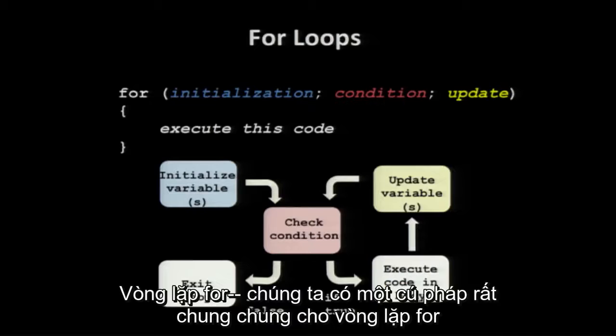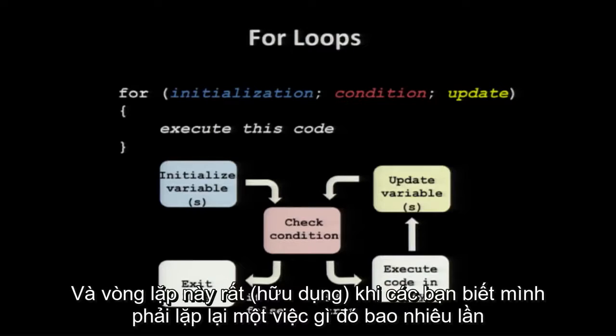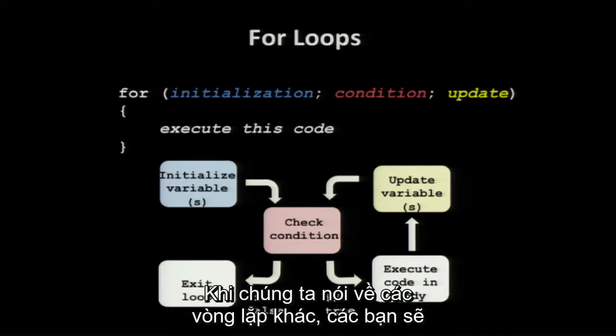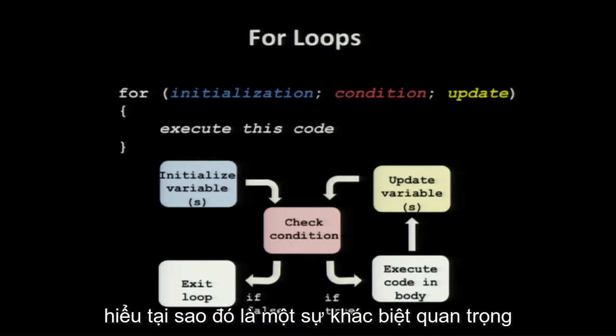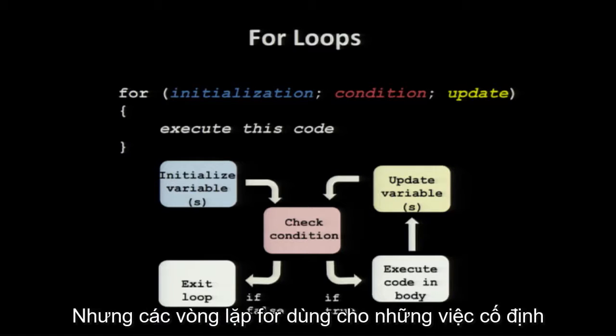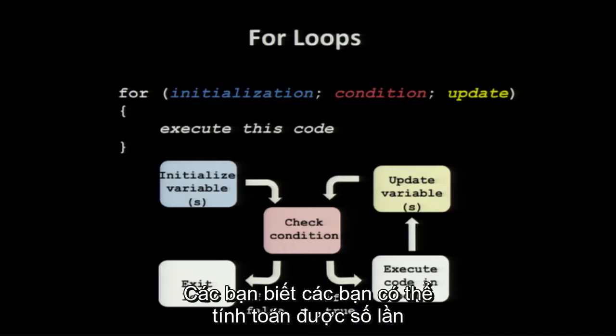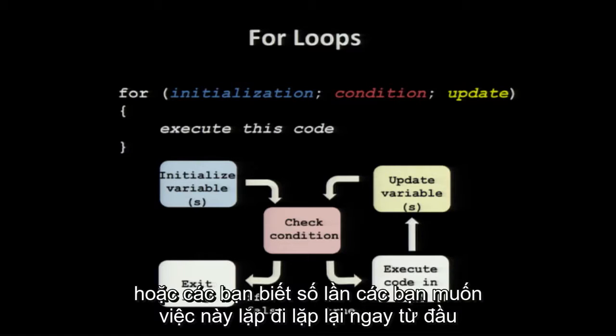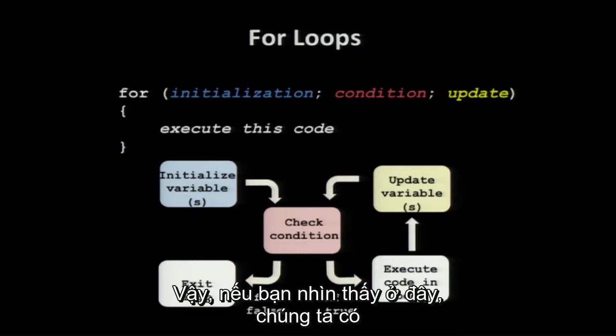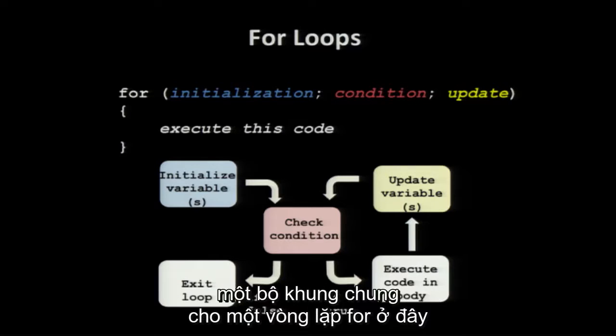So for loops, we just have a very general layout here of a for loop. And this is great for when you know how many times something needs to execute. When we talk about the other loops, you'll see why that's an important distinction. But for loops are for something set. You can either calculate the number or you know the number of times you want this repeated at the beginning. So here we have just the general skeleton framework for a for loop.